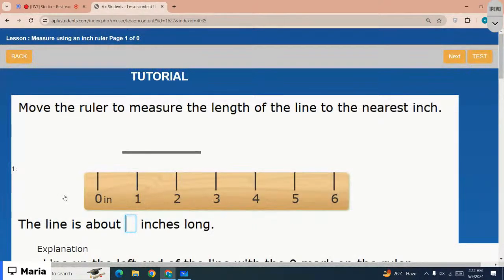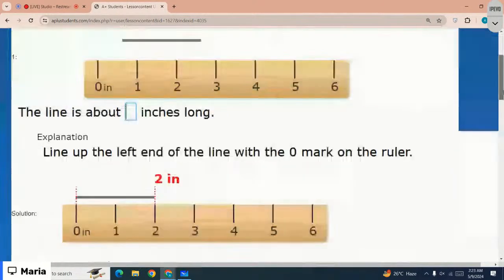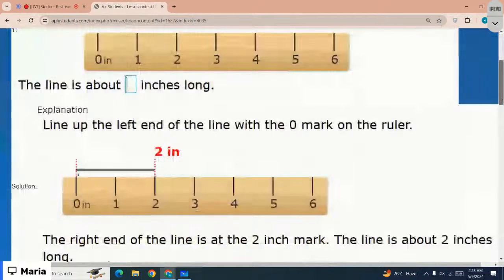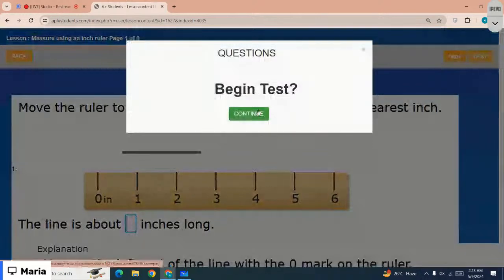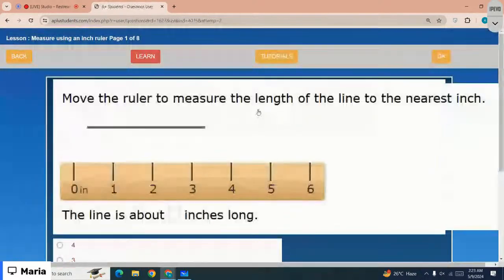Move the ruler to measure the length of the line to the nearest inch. So basically, you have to align the ruler to the line. You have to line up the zero and the start of the line, right? You have to see where the right end of the line ends. So the right end of the line ends at 2 inches. The correct option is 2 inches, right? Place the ruler with the line, align the left end with the start of the line and measure the line until the end.